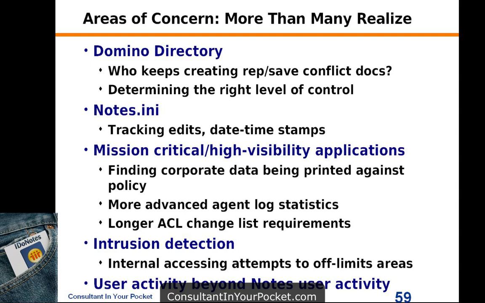Mission-critical, high-visibility applications: finding corporate data being printed against policy. You want to make sure that if you have applications where that should be thwarted, you remove the capability. More advanced agent log statistics, longer ACL change history. Domino gives you 20 entries in the ACL as a history, but you may have a requirement to have a longer tracking option. You may also want to know specifically what was changed. Domino will tell you, Bill Malchisky changed administration groups, but it doesn't tell you what they changed.